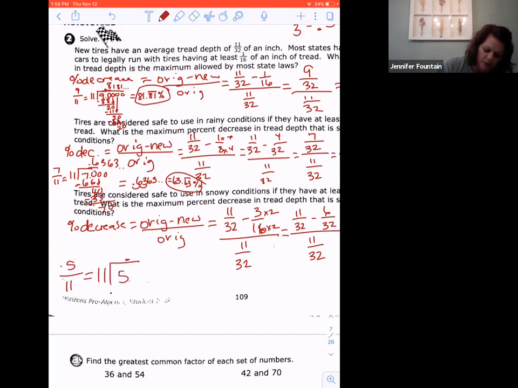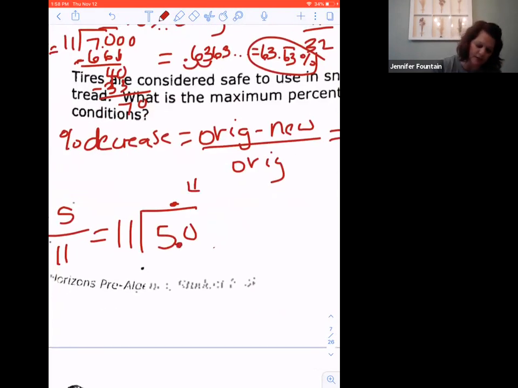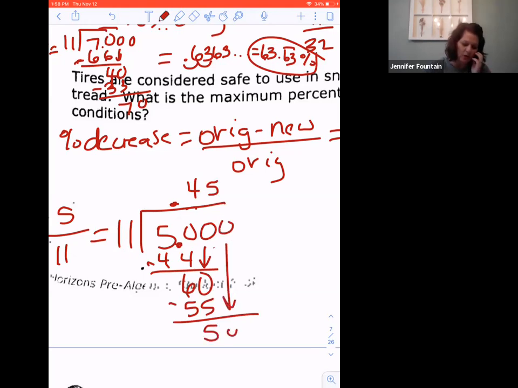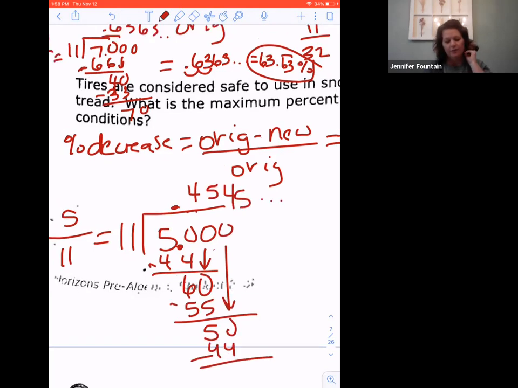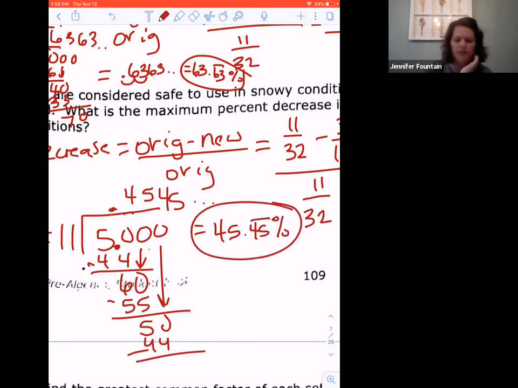11 into 5, it will not go, so I add my decimal and a 0. 11 will go into 50 4 times. 11 times 4 is 44. Subtract. 50 minus 44 is 6. Add another 0 and bring it down. 11 will go into 60 5 times. 5 times 11 is 55. 60 minus 55 is 5. I can see my repeating pattern starting again. So I know I'm going to have 0.45 repeating. 0.45 repeating will be 45.45 repeating percent.